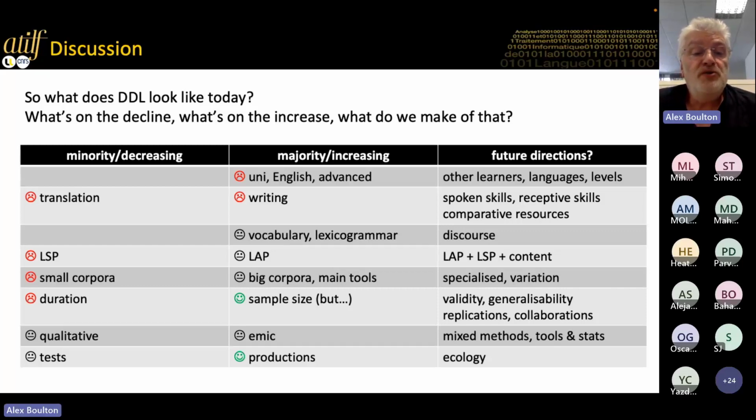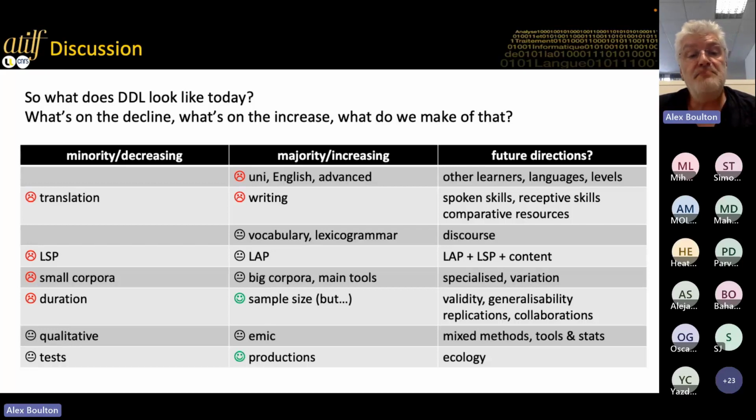Big corpora, the main tools are dominating, small corpora are disappearing, which is a bit sad because it'd be nice to have more specialised corpora and more variety of corpora. We're seeing less variety. Duration is going down, sample size is going up. That doesn't mean the group size is going up, and that tells us all kinds of things about validity and generalizability. Replication studies, collaborations. We need collaborative studies between researchers and teachers, but also between researchers and teachers with different student populations. Maybe some people in chemistry, some people in biology, in different institutions in the same country, or in different countries with maybe different languages, maybe all kinds of different things you could do. We could work together to do better on that.